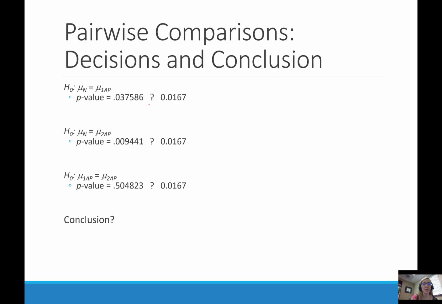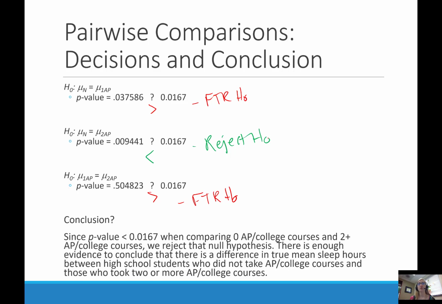For the first and third tests, the p-value is greater than 0.0167, so the null hypothesis is not rejected. For the second test, which is comparing 0 AP or college courses to 2 or more AP or college courses, the p-value is less than 0.0167. Therefore, the null hypothesis is rejected, and there is enough evidence to conclude that there is a difference in true mean sleep hours between high school students who did not take AP or college courses and those who took 2 or more AP or college courses.